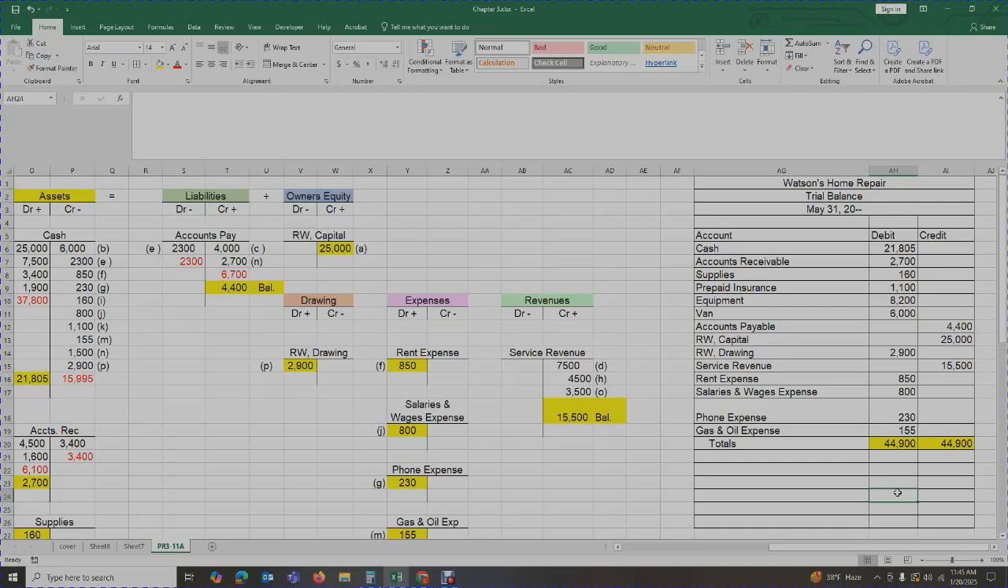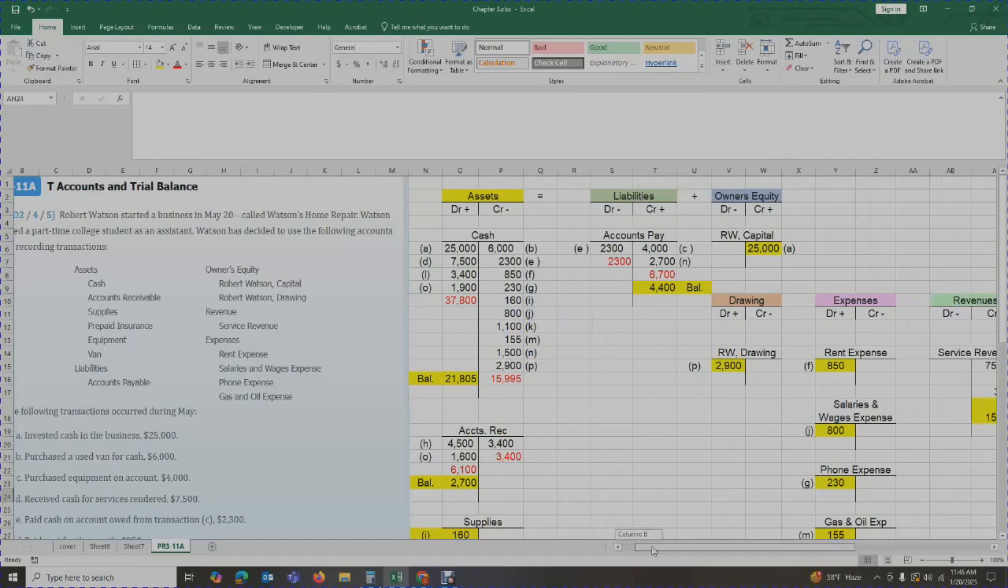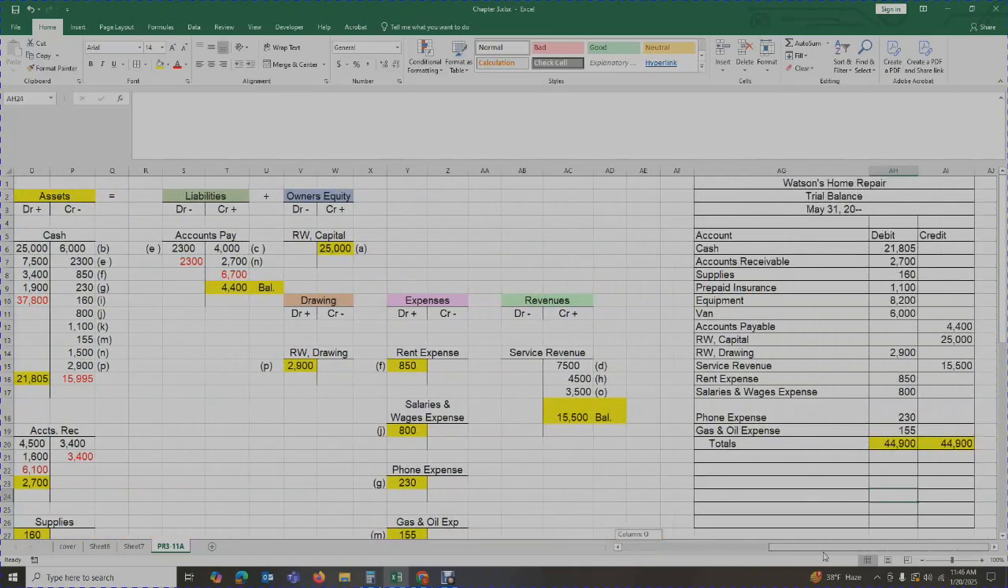Okay? So this is a fairly long problem. It will help us better understand the analysis of transactions, what is happening using T accounts. It helps us understand how to foot T accounts, how to balance T accounts, and then once we've got all of our numbers calculated, we can simply prepare a trial balance.